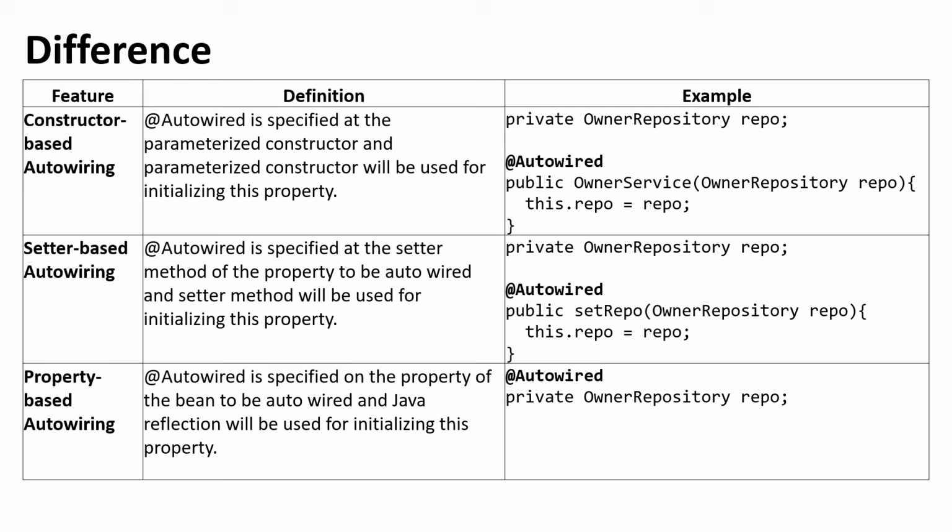So as per the requirement, it may happen that in my demos after this, you may see only constructor-based autowiring everywhere. But in your project, they are using property-based autowiring. So you don't need to worry, because the main concept is going to remain the same.